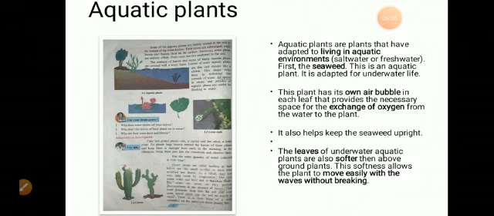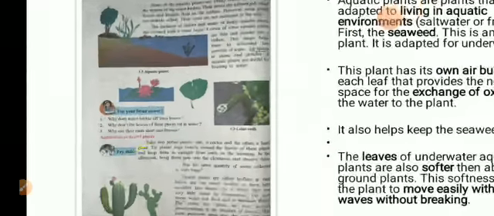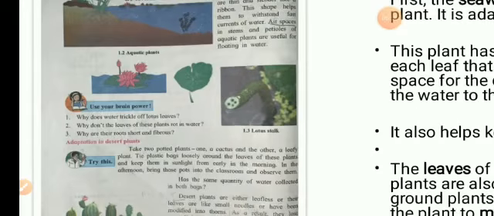Now let us go further to the question answer session. Here use your brain power. What makes the water trickle off the lotus leaves? Now the lotus leaves, there's a waxy layer on the leaves, therefore water does not remain on it.